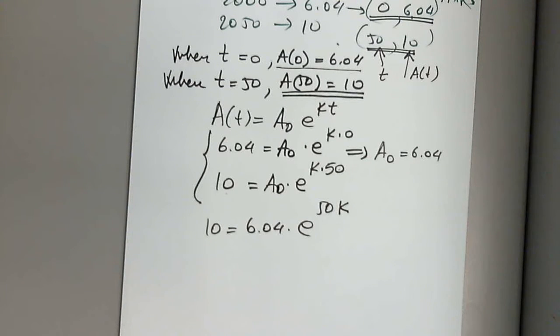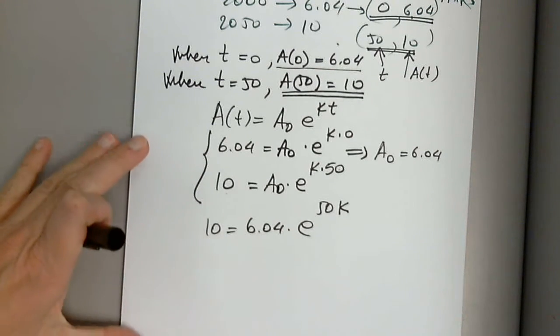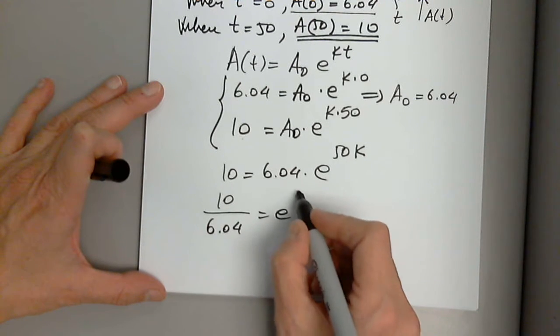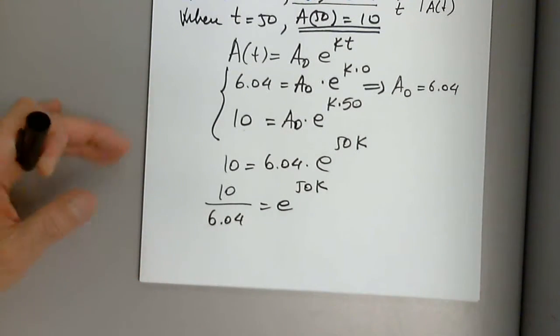What do I do? Of course, I have to clean it up. I have to simplify first. That's the mandatory step. 10 divided by 6.04 equals E to 50K. Awesome. Then what?